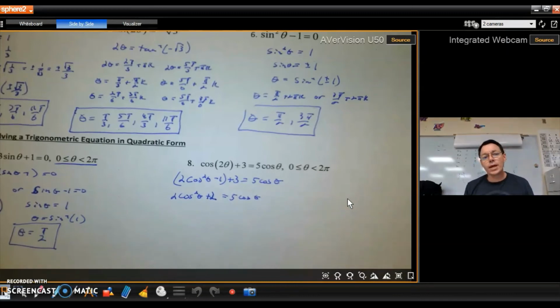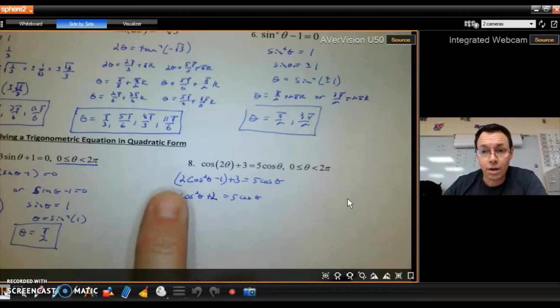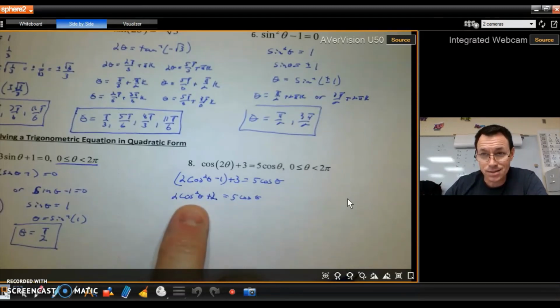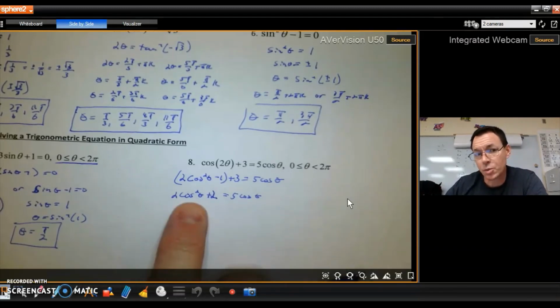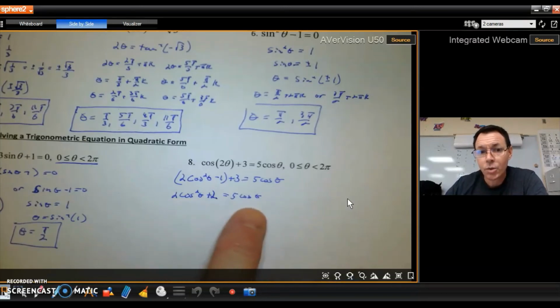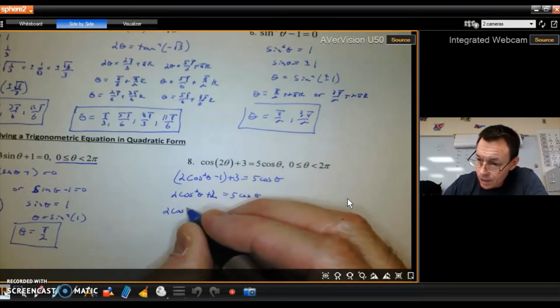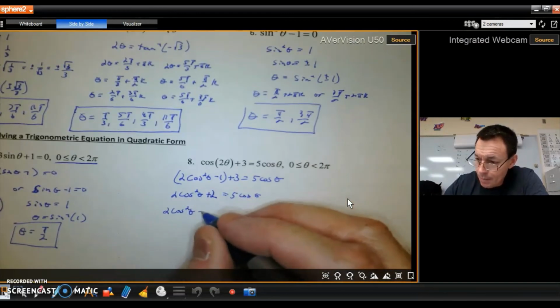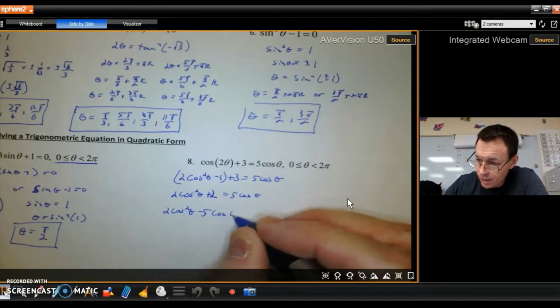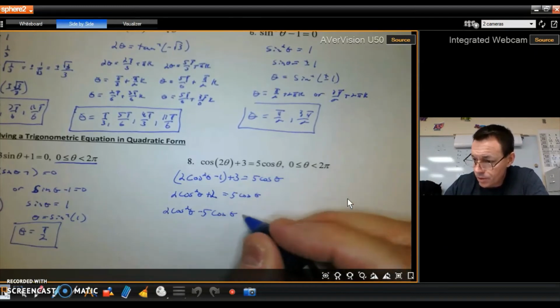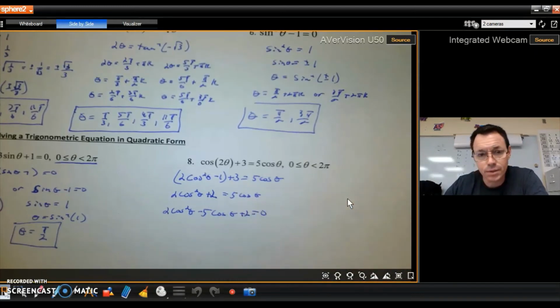And then when you have a quadratic, you want to get everything to one side. Okay, so I've got a 2 cosine, and you also always want your squared term to be positive. When you're going to factor, you want that to be positive. So we want to leave this one where it's at. We want to move the 5 cosine over here. So 2 cosine squared theta minus 5 cosine theta plus 2 equals 0.